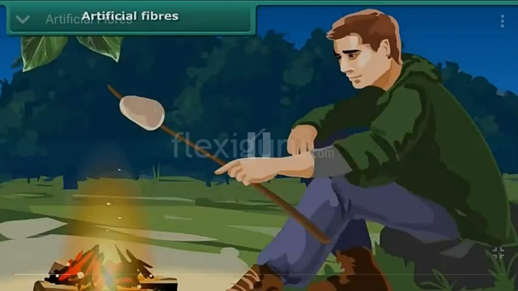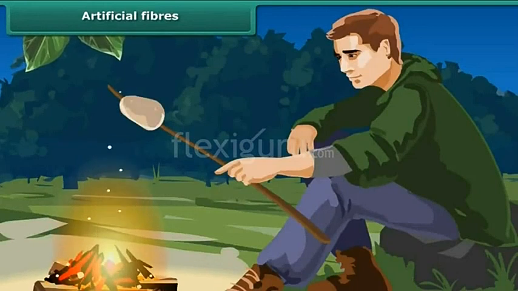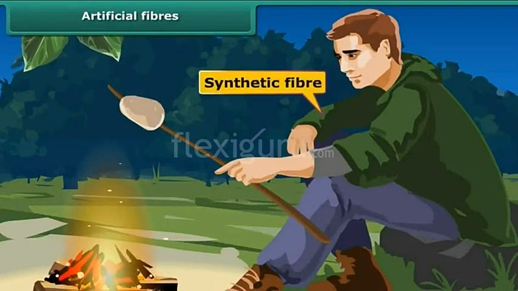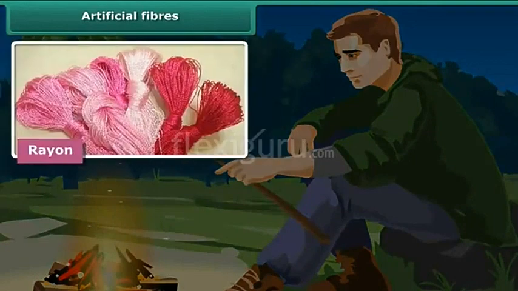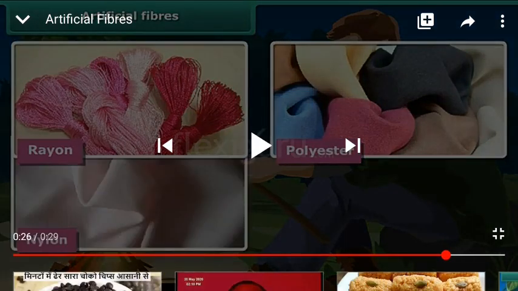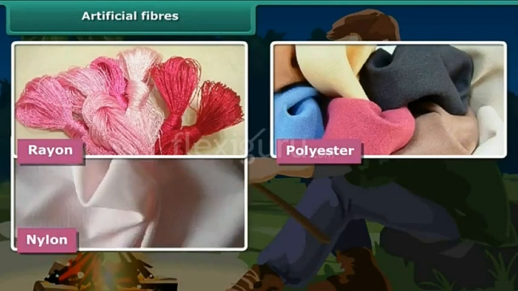Now we will study the artificial fiber. Artificial fibers are also called man-made fibers or synthetic fibers. It means they are composed of mixing of many natural fibers along with chemicals, and hence human beings have made the synthetic fiber. And you all know synthetic fibers are never advised to wear while working in the kitchen. Here are some examples of artificial fibers: rayon, nylon, polyester, and many more.